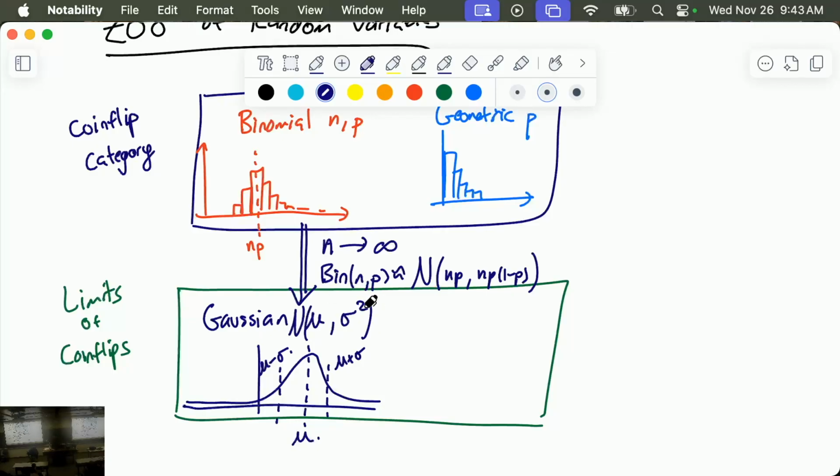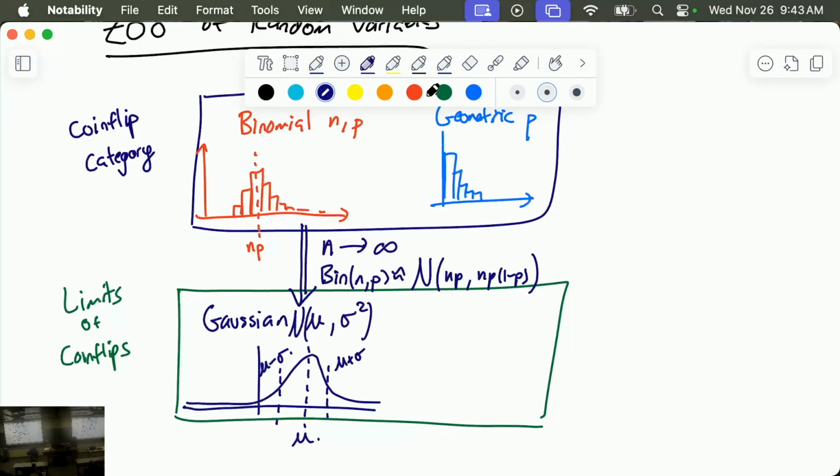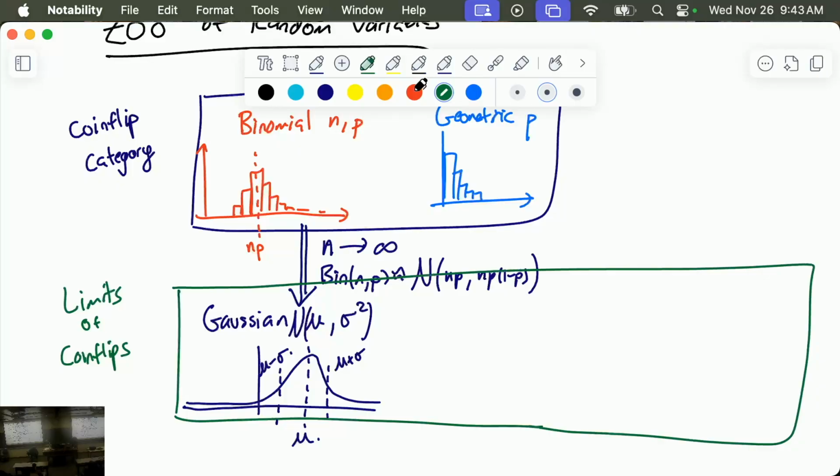That was one approximation. And then the last few classes, we did two other approximations. I have to expand my zoo over here, because there was one other limit of coin flips. There's actually another limit you could get, and that was the Poisson. Let's do this in red, the Poisson. And that only had one parameter called lambda. The Poisson looks like this. It's got bars again, but the bars are a little bit different than the bars from the binomial.